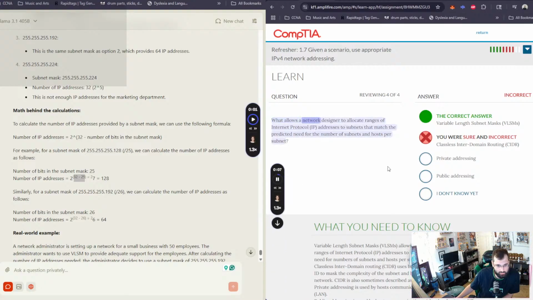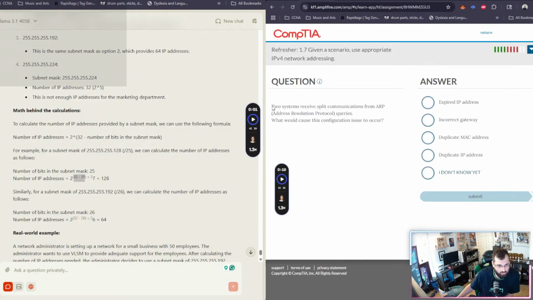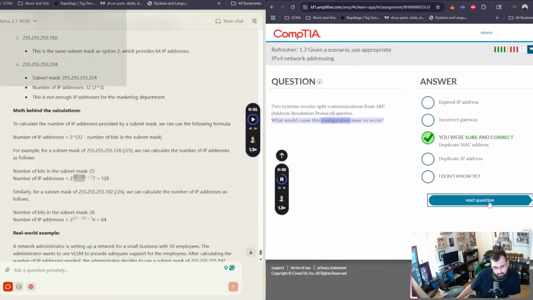What allows a network designer to allocate ranges of Internet Protocol IP addresses to subnets that match the predicted need for the number of subnets and hosts per subnet? Variable length subnet masks. Here we go. Two systems are receiving communications from ARP address resolution protocol queries. What would cause this configuration issue to occur?